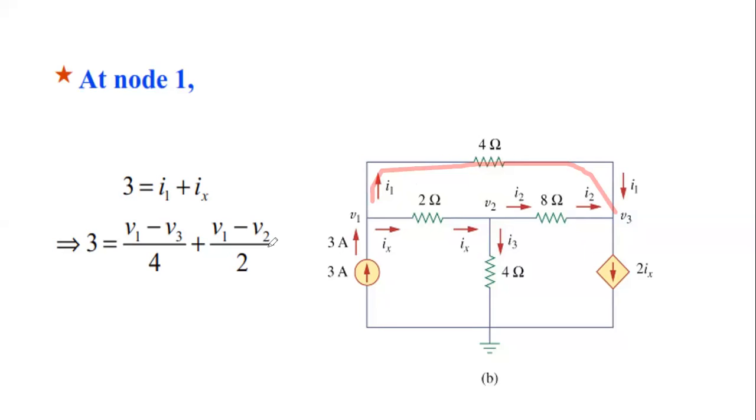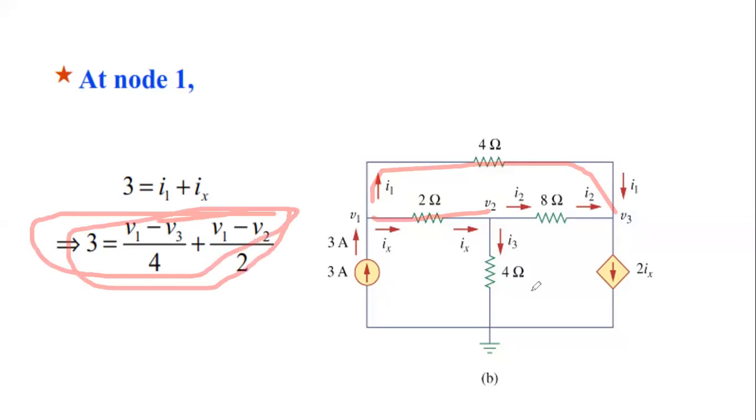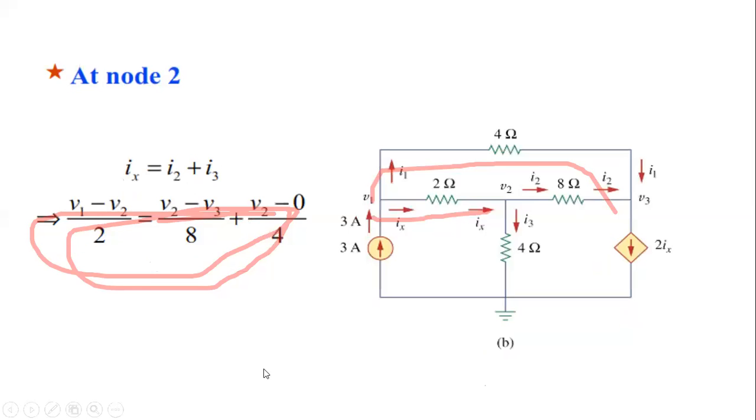Similarly, Ix is flowing here between V1 and V2 and flowing from V1 to V2. It means V1 is higher potential, so V1 minus V2 divided by 2 resistance, that is Ix. So we will be getting this equation. You can simplify it, you can take LCM and solve it, okay, and that will give you an equation in terms of V1 and V2. After that we have node 1, similarly at node 2, okay.